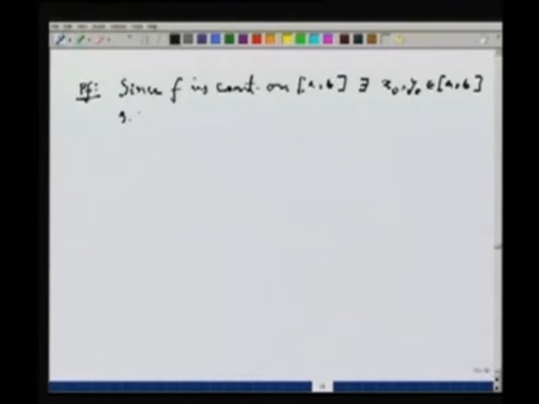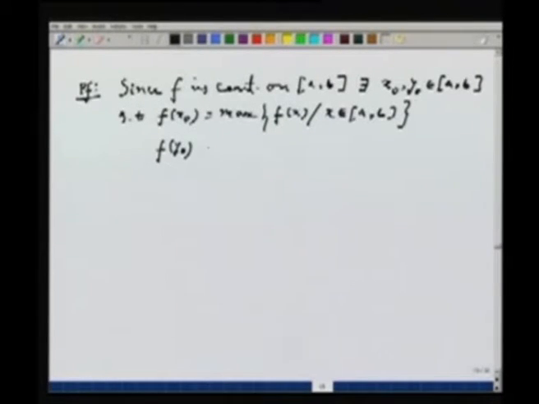such that f of x0 is the maximum of all the f of x's, x in AB, and f of y0 is the minimum of all the f of x's where x in AB.